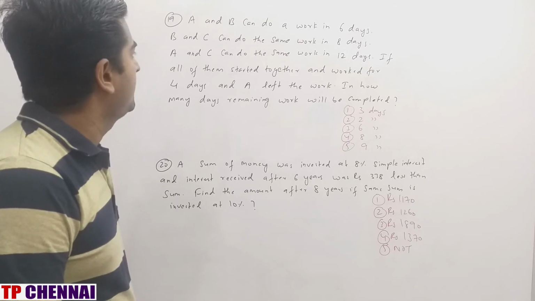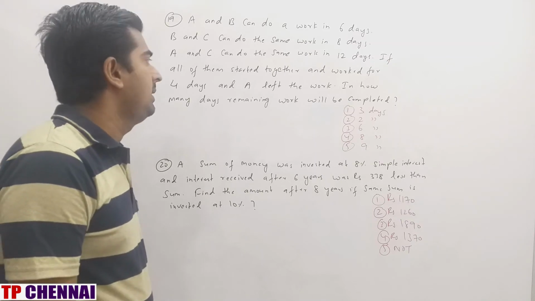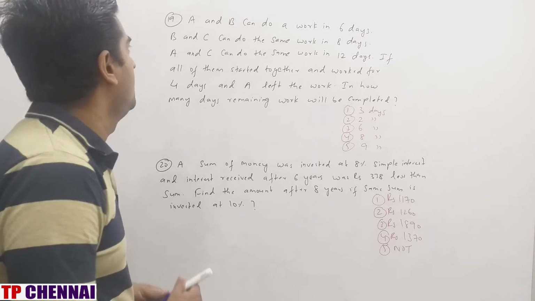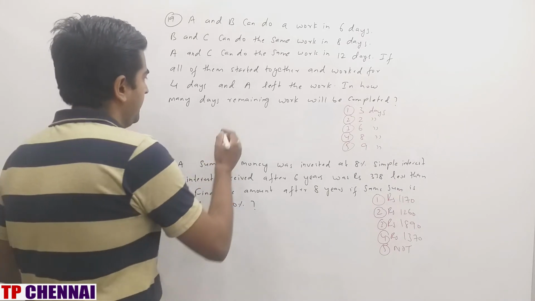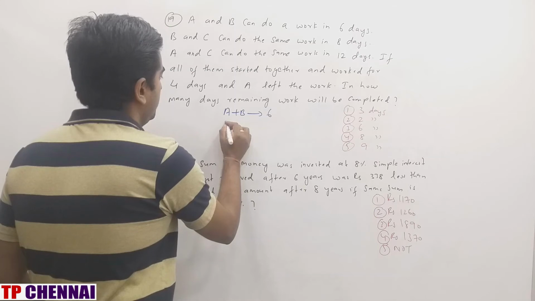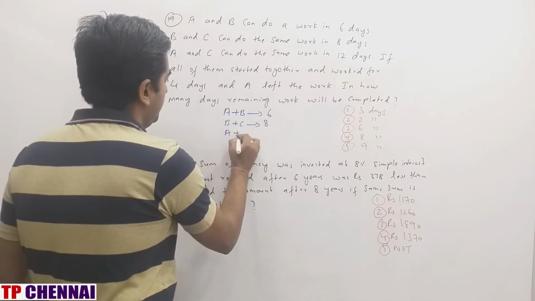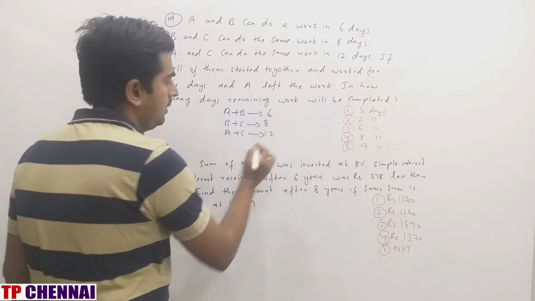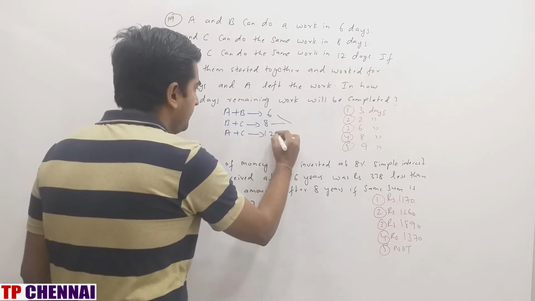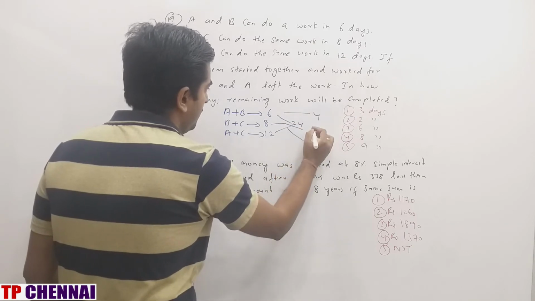If all of them started together and worked for 4 days and A left the work, in how many days will the remaining work be completed? So A and B can do the job in 6 days, B and C can do a job in 8 days, and A and C can do a job in 12 days. So LCM is 24. So efficiency is how much?